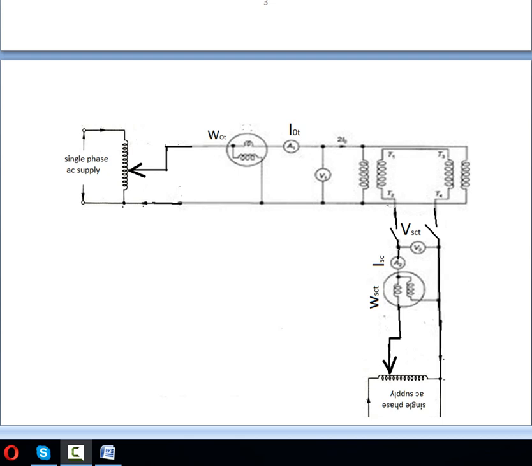So in that case, this ammeter shows the total no load current of both the transformers. This wattmeter shows the total core loss of both the transformers.